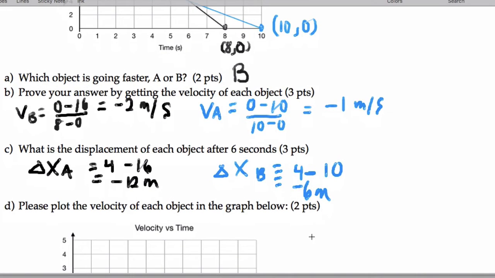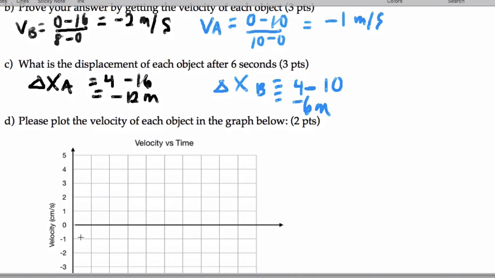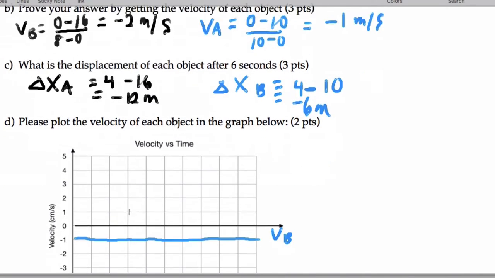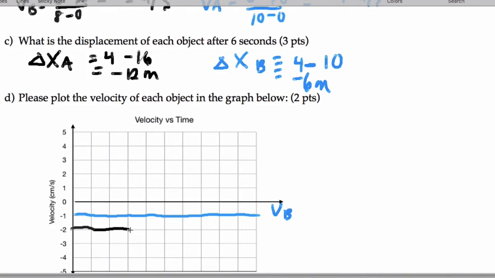All right. Now plotting the velocity as a function of time. The velocity of object B is -1, so we fill that in here. And then the velocity of object A is actually -2 meters per second. So we plot its velocity right here. All right, so that is problem 1, or page 1, of the practice exam.